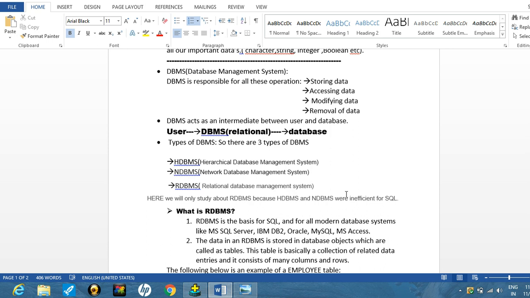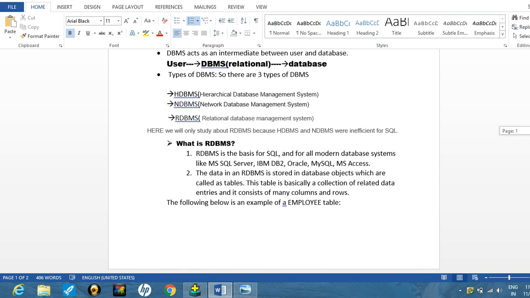And there, as I'm going to show you, just Oracle 10G database system. But here there are many databases like MS SQL Server, IBM DB2, MySQL, MS Access. The data in an RDBMS is stored in database objects, which are called tables. These tables are basically a collection of related data entries, and they consist of many columns and rows.